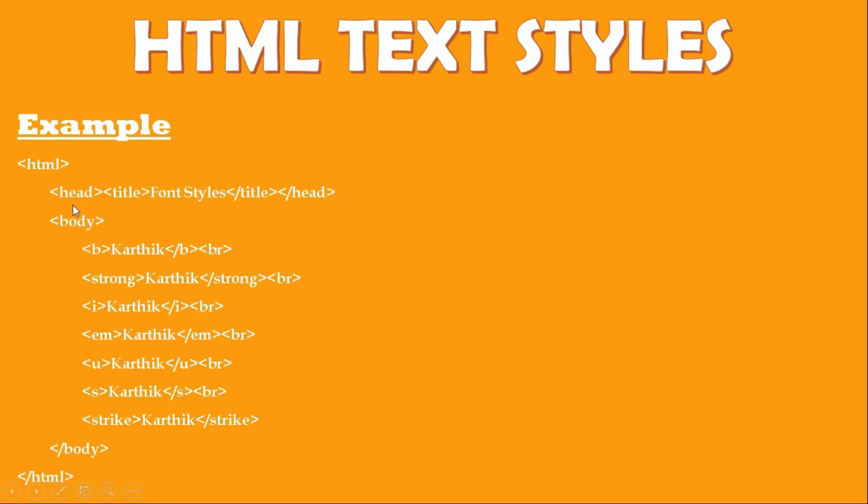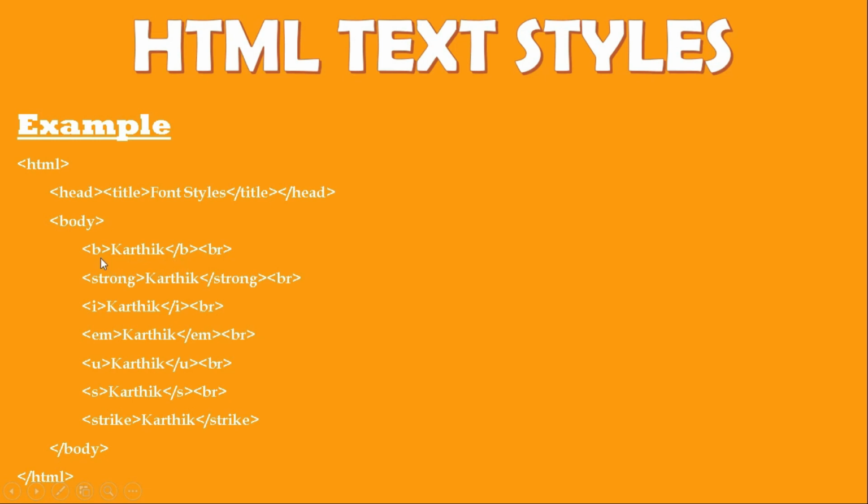Now this is the time to implement all the tags in HTML. HTML starts with the root element HTML followed by the head tag. In between the head tags we have the title tag. The title is font styles, followed by the body tag. So the body tag is a container where we are going to key in our code.